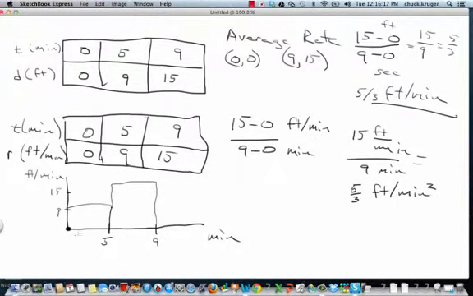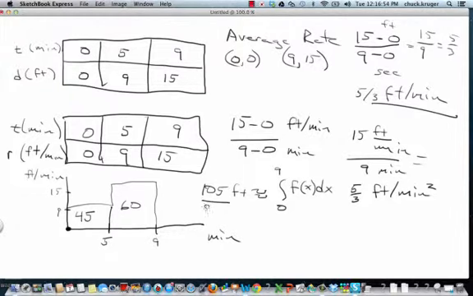I can create two rectangles and say this is an approximate distance of 45 feet, and this is an approximate distance of 60 feet, right? 5 by 9, 4 by 15, and so I have 105 feet approximately. That's the approximate integral from 0 to 9 of f of x dx. It's approximate because I'm using the rectangles.